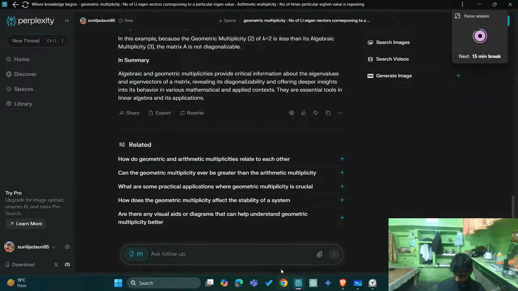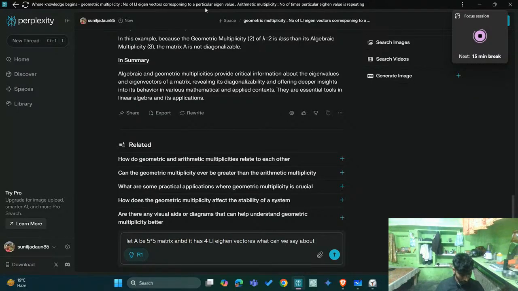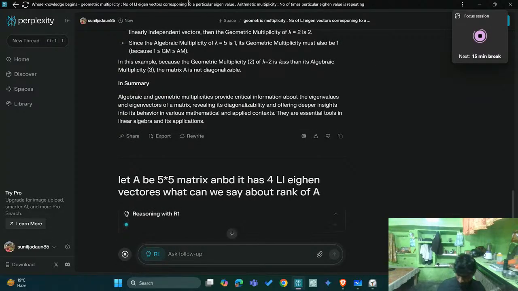So let's say for this question, we ask it to ChatGPT or anything: let A be a 5 cross 5 matrix and it has four linearly independent eigenvectors. What can we say about the rank of A? Alright, what can we say about the rank of A?